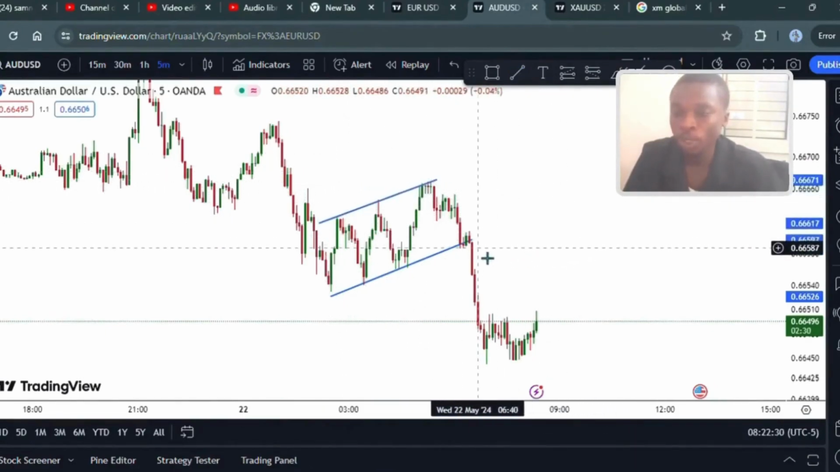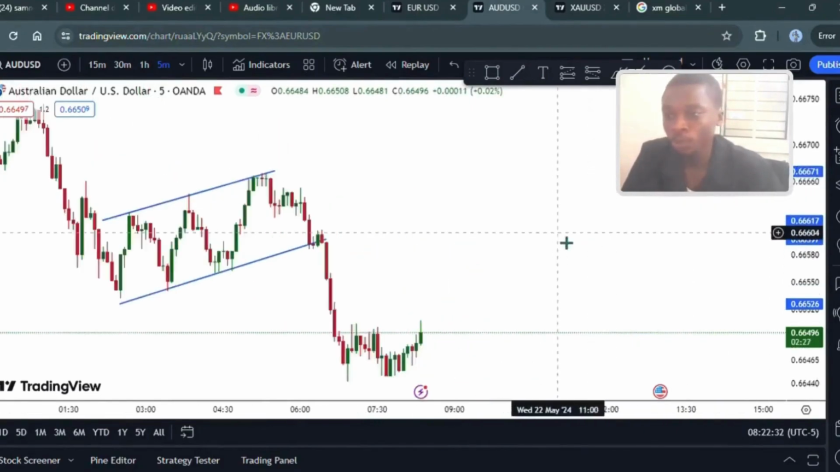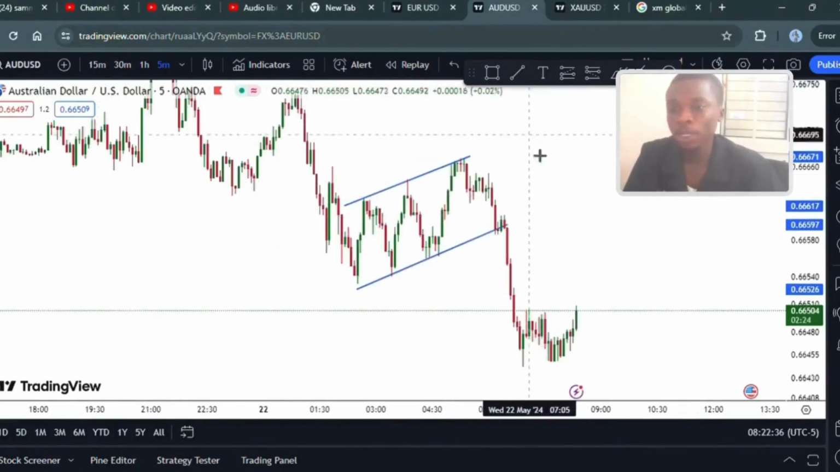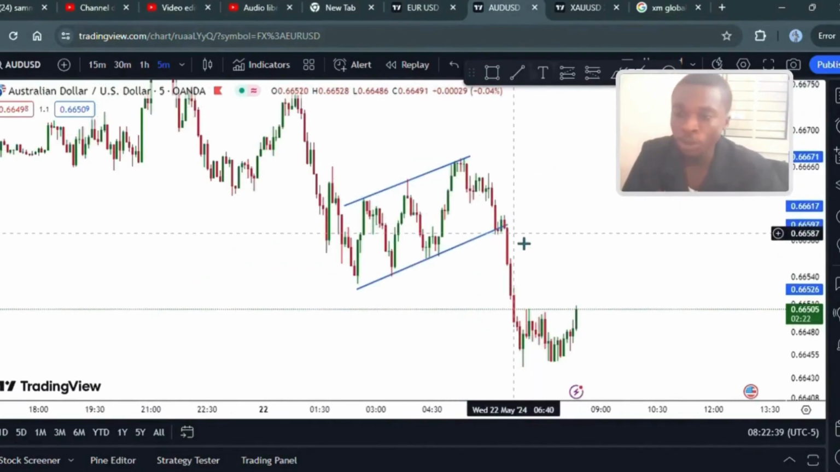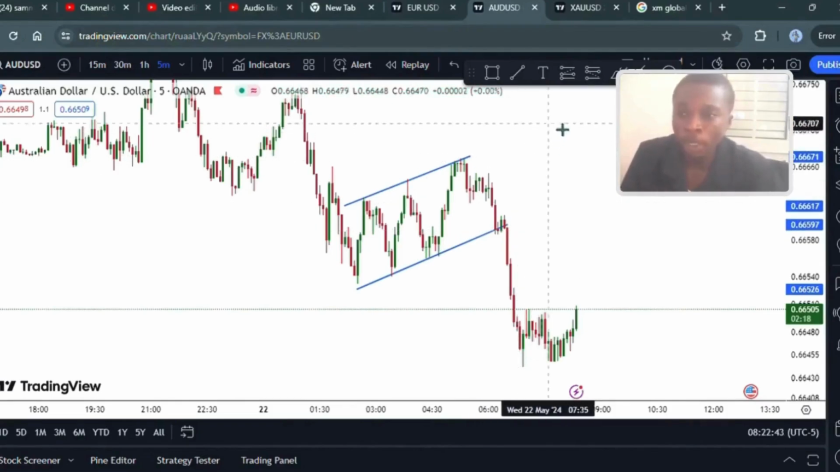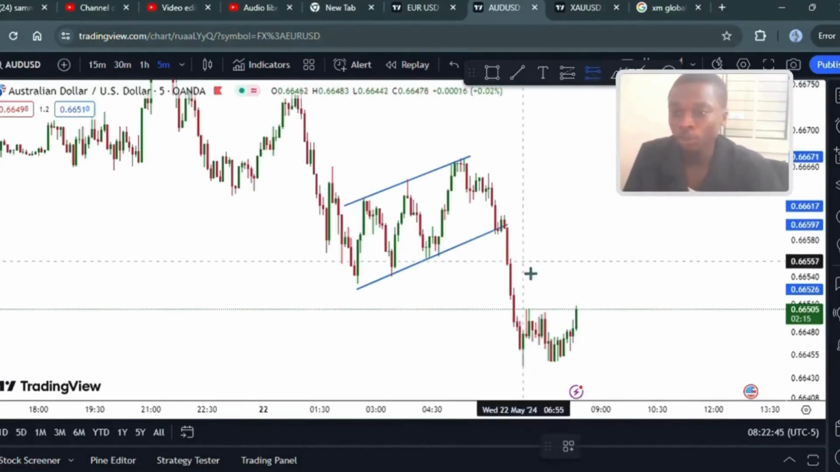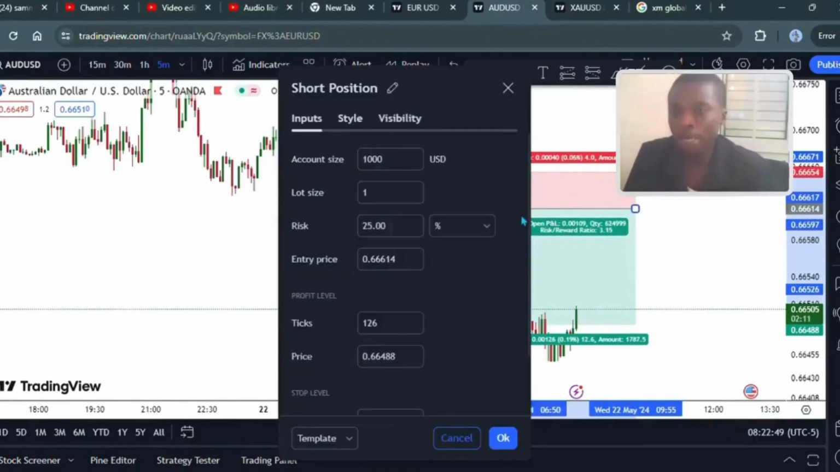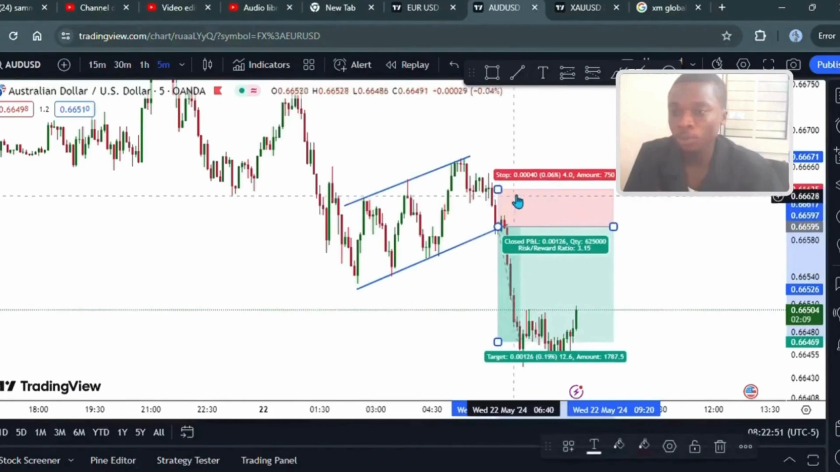So the market broke out. You can see the market got to this point, formed an imbalance, and then broke. At this point, when I saw the market had got here, this is where I'm to enter. This is where you have to enter as a scalper. You immediately take a short position and put your stop loss right at the top, just right at this spot.